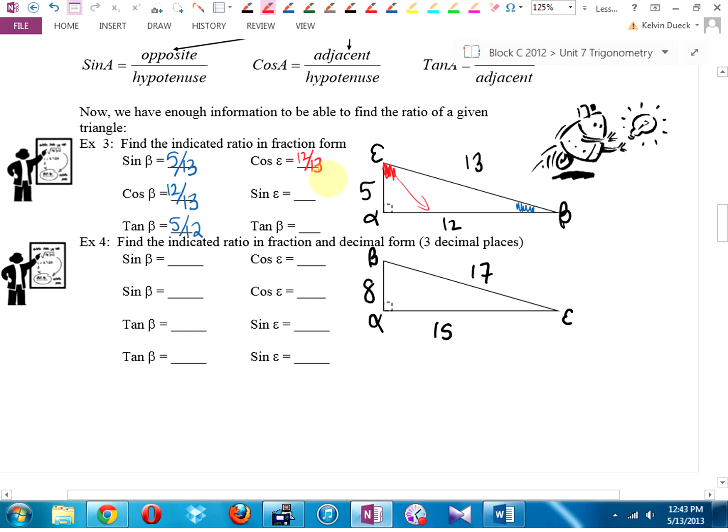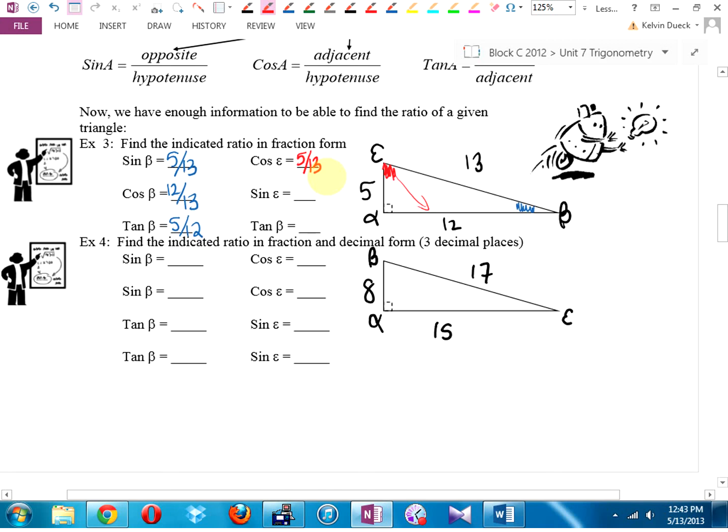5. Oh, wait a minute, Mr. Dueck. You guys are looking like I did this wrong. The first one is cosine, isn't it? I should have read the question. Cosine is adjacent over hypotenuse. Which one is adjacent? 5 over 13. I'm sorry, folks. That was dumb of me. I should read the question. I'm so used to going sine, cos, and tan because that's the order that it appears on your calculator.